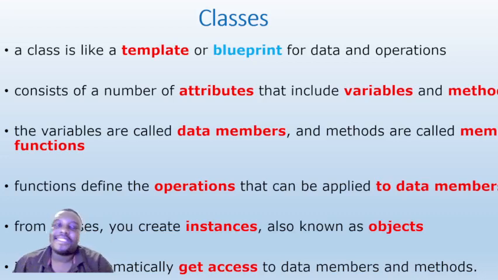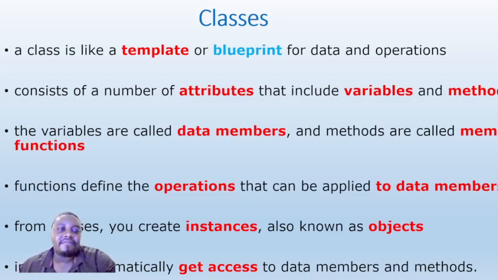Today we are going to start with classes on Python. So what is a class? A class is like a template or a blueprint for data and operations. It consists of a number of attributes that include variables and methods. The variables are called data members and the methods are called member functions.